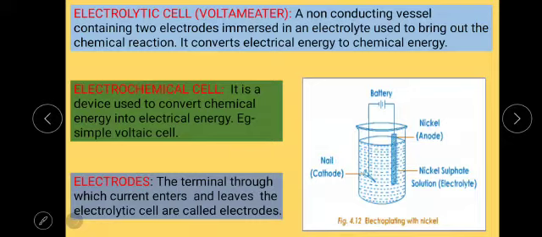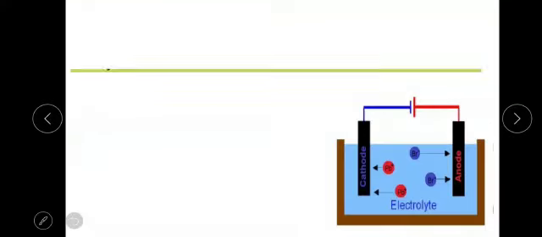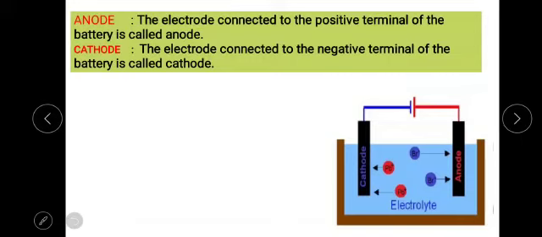Let me move to the next page. Let us see what is given here. Okay, and in this page there are a few more definitions.